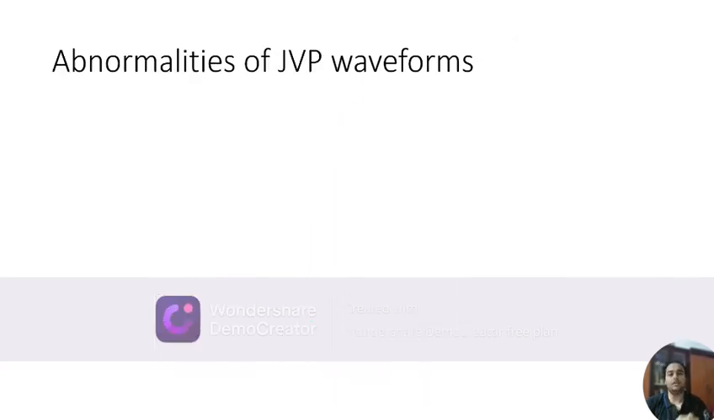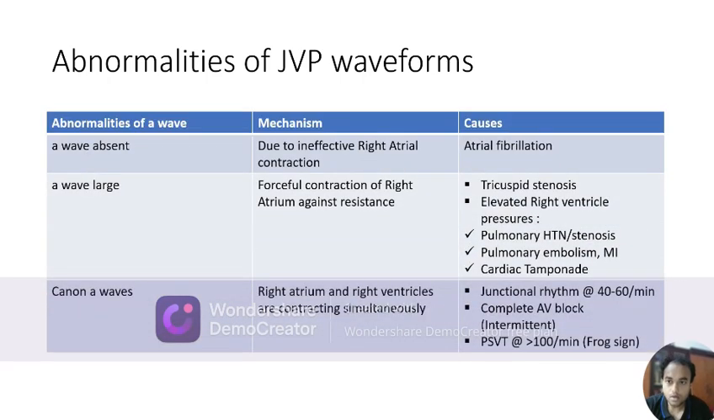Now, what are the abnormalities of the jugular venous pulse waveform? That is how the different pathologies of the cardiovascular system correlate with changes in the JVP waveforms. First, let us understand the abnormalities of the A wave. The A wave is produced due to right atrial contraction during the last rapid filling phase, or the active filling phase, of the right ventricle. If the A wave is absent, this means that the right atrial contraction is ineffective, as happens in a case of atrial fibrillation.